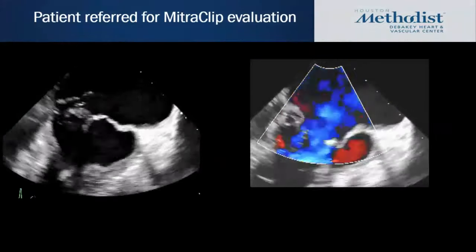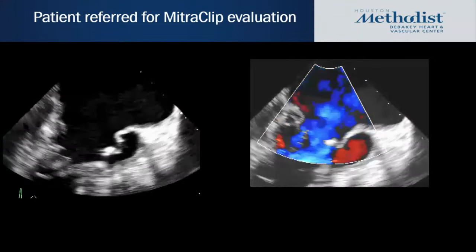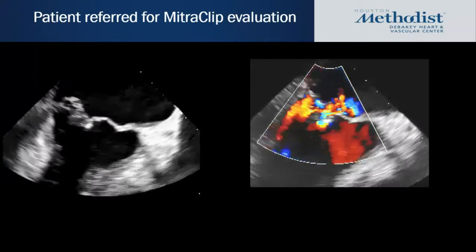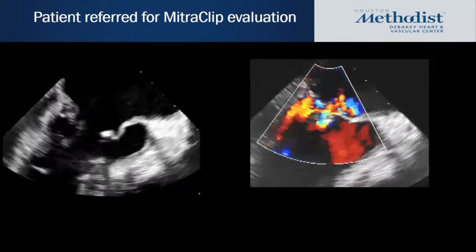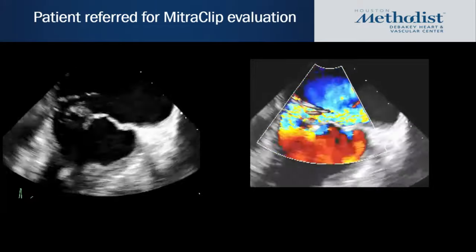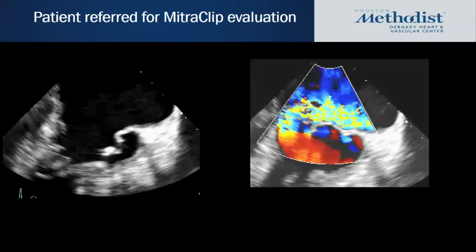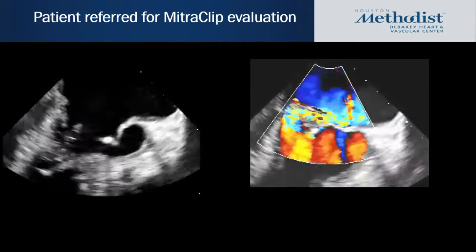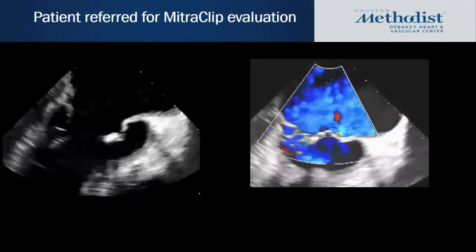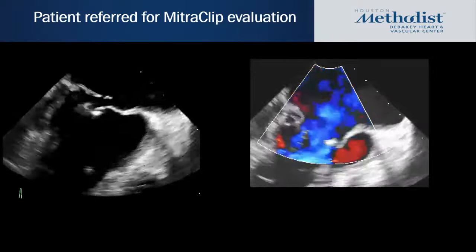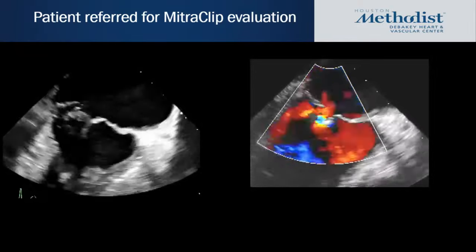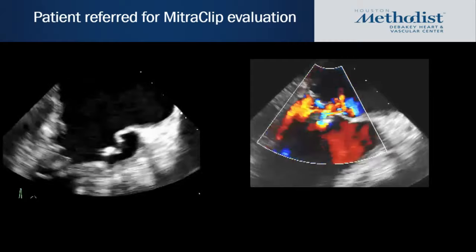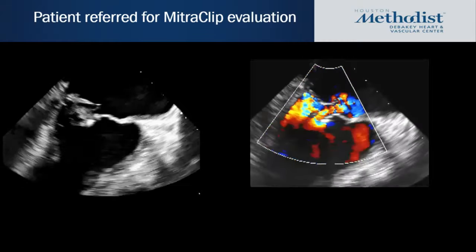Start with this case. This is an 84-year-old patient who was referred to us for MitraClip evaluation, had a TEE performed at an outside hospital showing a P3 flail with severe MR. He was a high surgical risk patient, so he was referred to us for MitraClip consideration. The patient did not have any 3D imaging of his mitral valve when he came to see us in clinic.